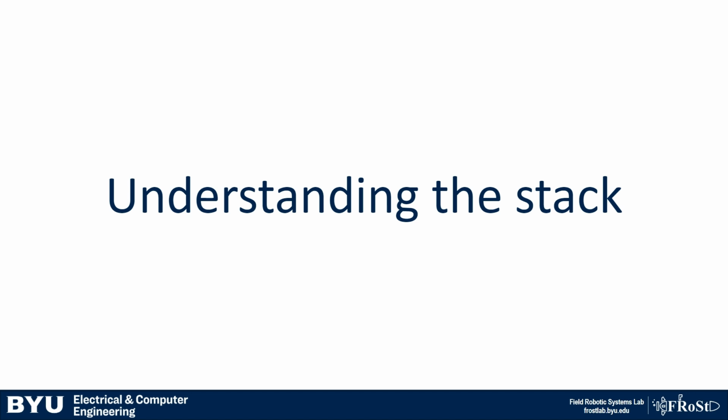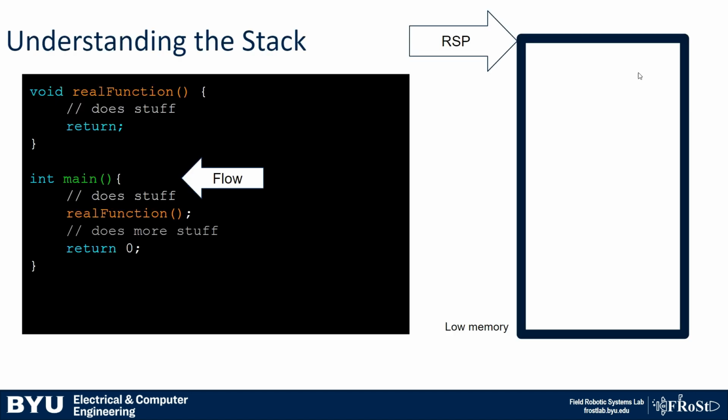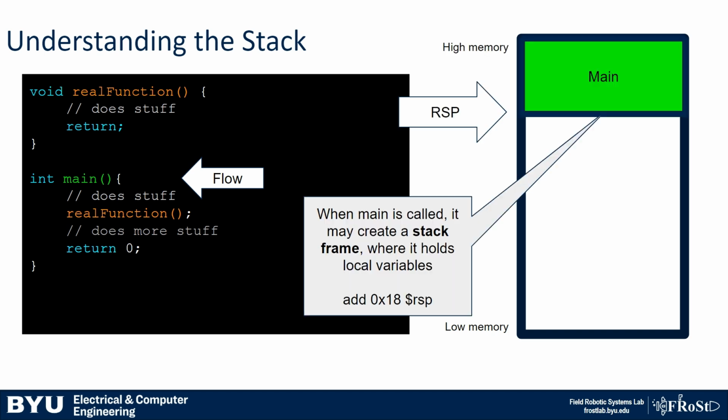As you know, the stack is a place for your program to store its local memory. Let's run through the execution of this simple program I have right here. It's mostly in pseudocode, but that'll be sufficient for our understanding. So first, when main is called, sometimes it's going to create a stack frame. And a stack frame is just a section of memory where main is going to store local variables.